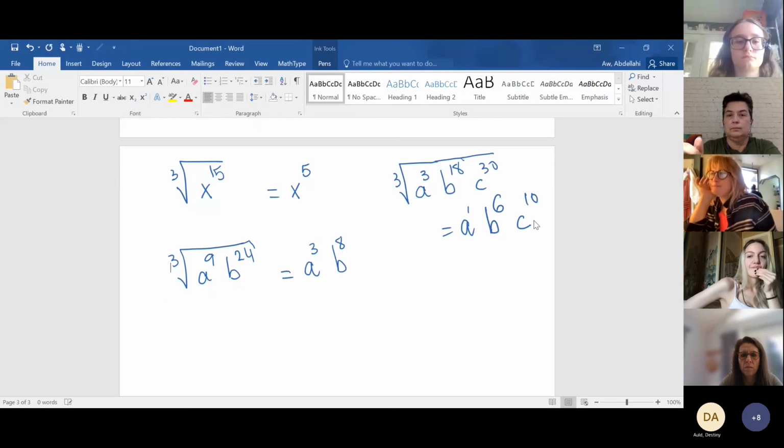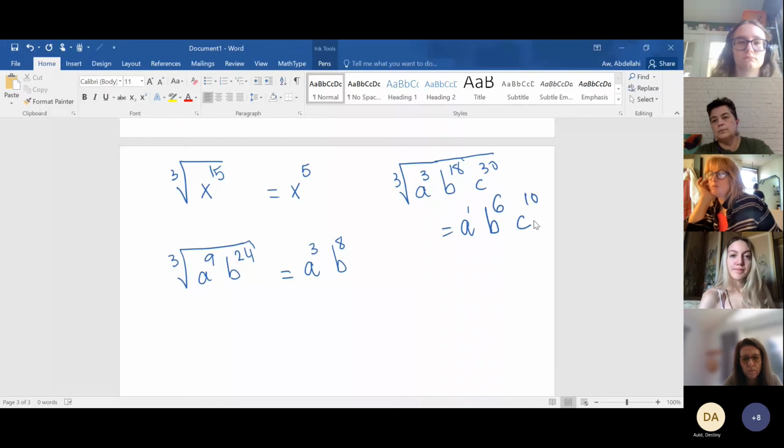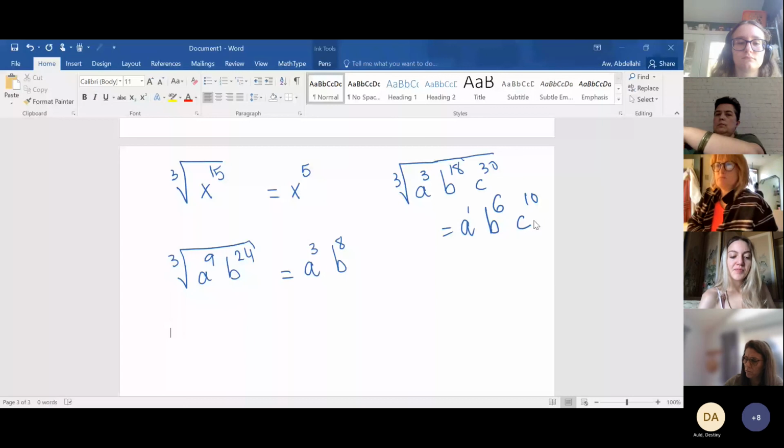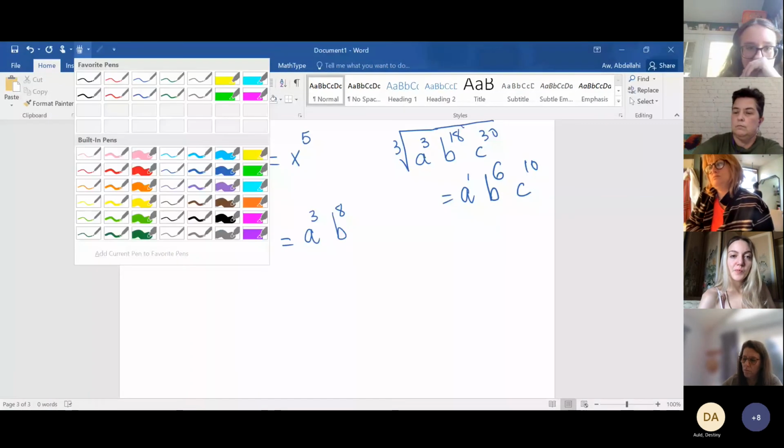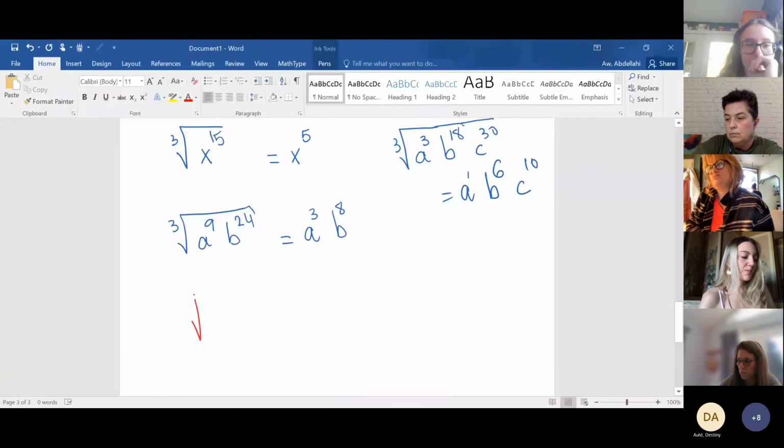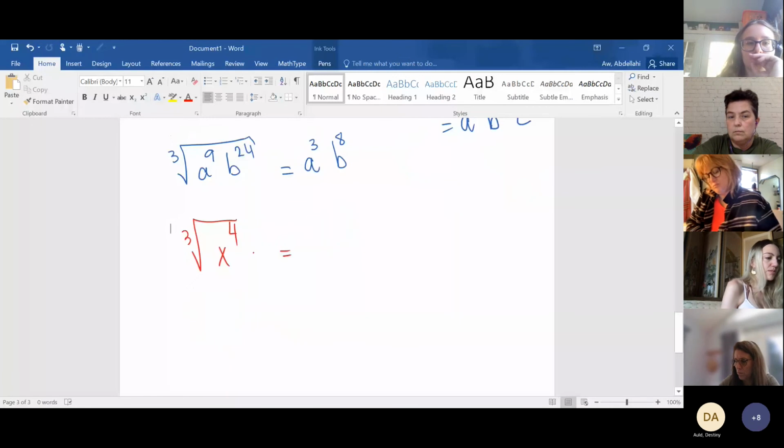But now you can guess what's going to be the case. What's going to be the more annoying case? Somebody tell me. Can you tell me what's going to be the case that's going to be a little bit more annoying if it doesn't divide evenly? Exactly. Thank you very much. If the exponent is not an exact multiple of 3, right? Like x to the 4th. For instance, cube root of x to the 4th. Unfortunately here, the exponent 4 does not divide evenly by 3, right?